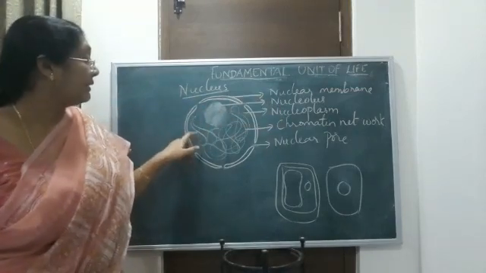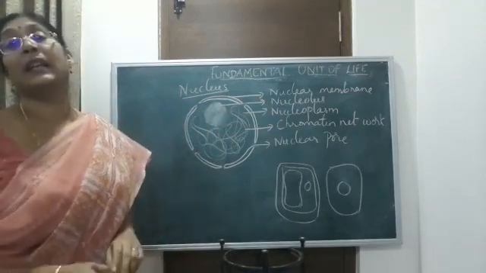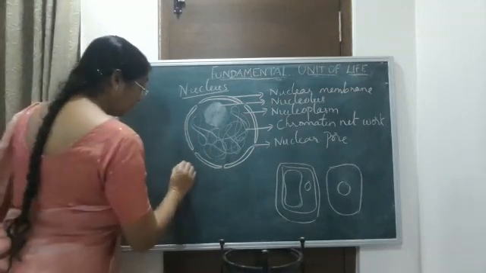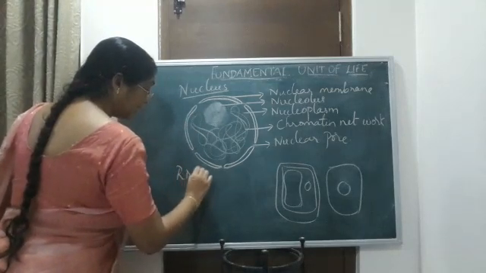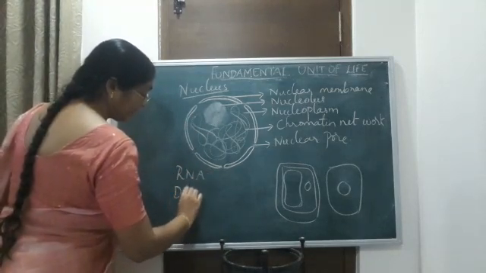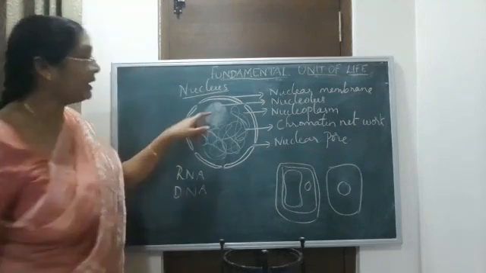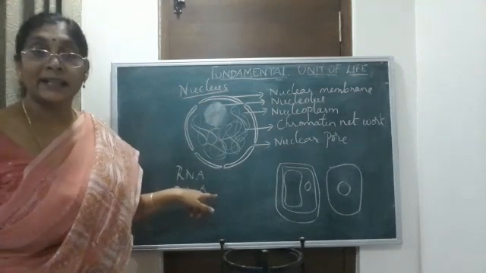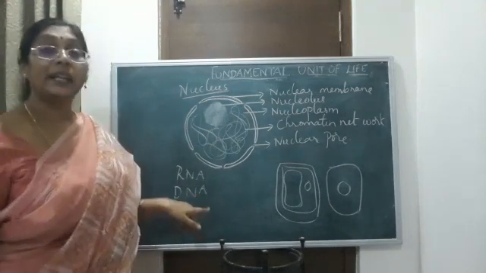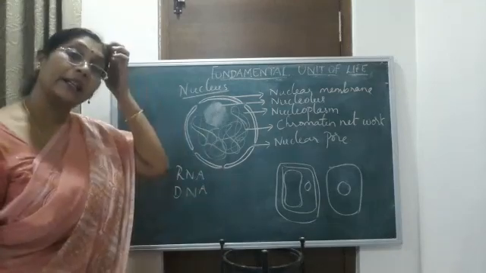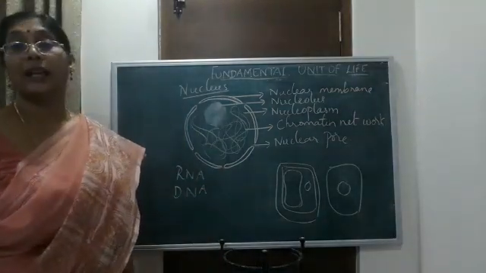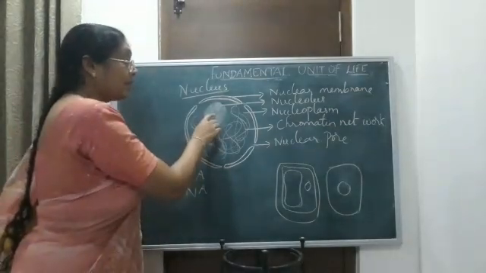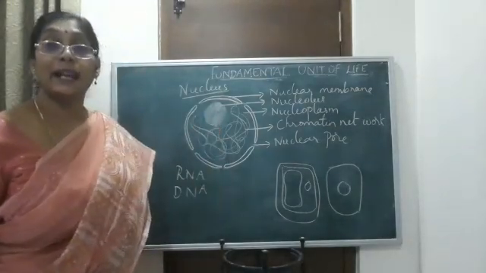Okay. And there are two different types of nucleic acids that are present in nucleus. They are RNA and DNA. RNA is present in the nucleolus. RNA is ribonucleic acid, whereas DNA is deoxyribonucleic acid. DNA is deoxyribonucleic acid and RNA is ribonucleic acid. RNA is present here. It synthesizes ribosomes.